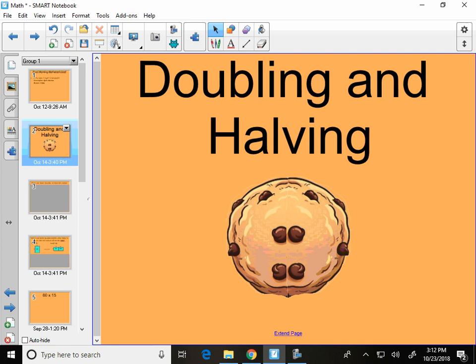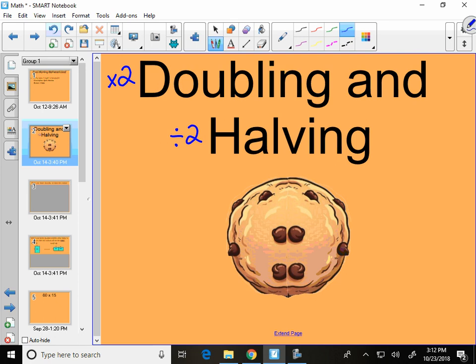If I have a cookie and I cut it in half and then I double what's left, we're back to where we started from, showing that they are opposites. Mathematically, when you double a number, you multiply by 2. And when you cut a number in half, you divide by 2. So that shows that they are opposites as well.